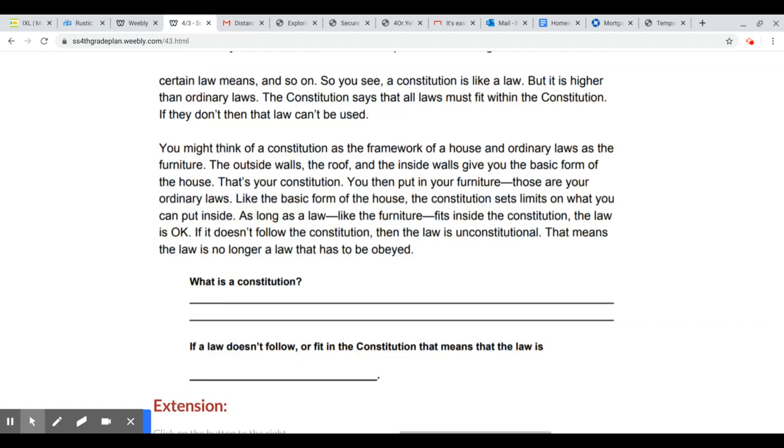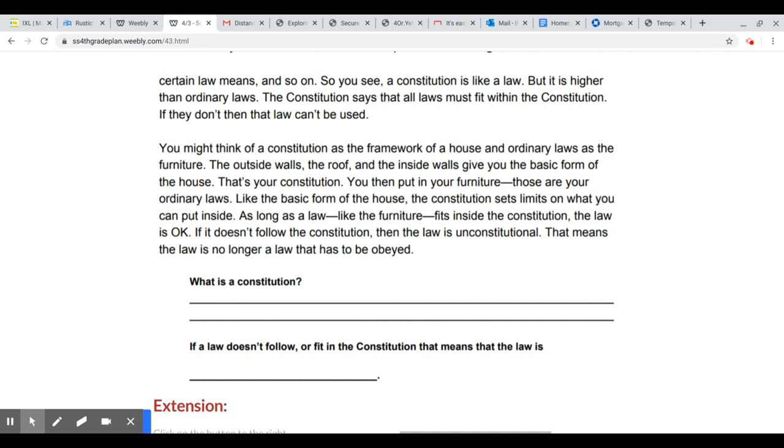You might think of a constitution as the framework of a house and ordinary laws as the furniture. The outside walls, the roof, and the inside walls give you the basic form of the house. That's your constitution. You then put in your furniture. Those are your ordinary laws.